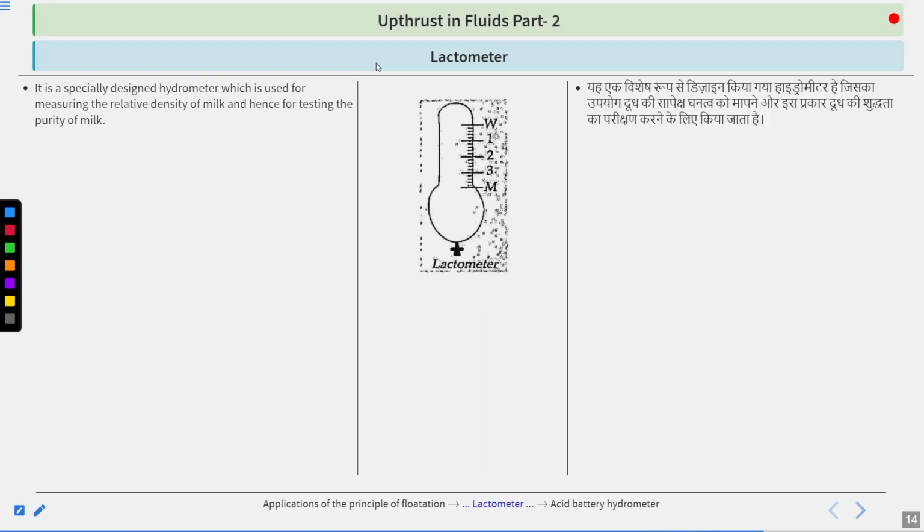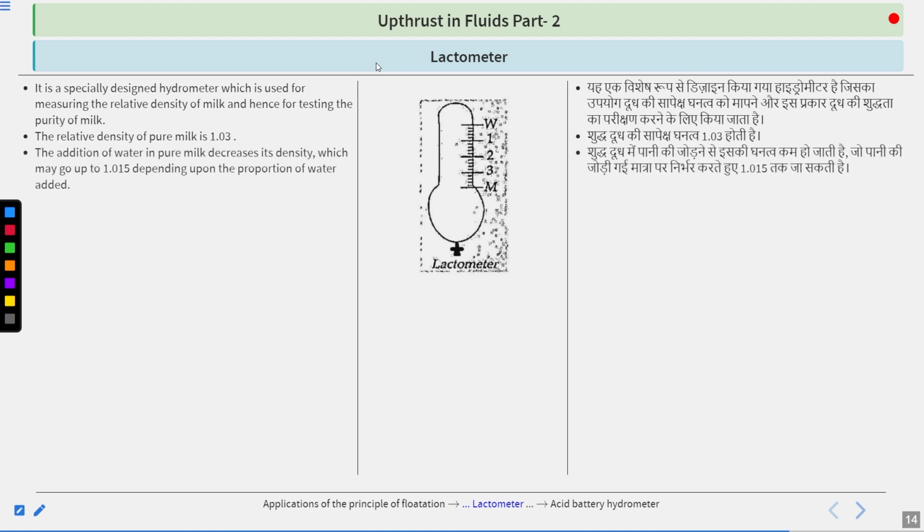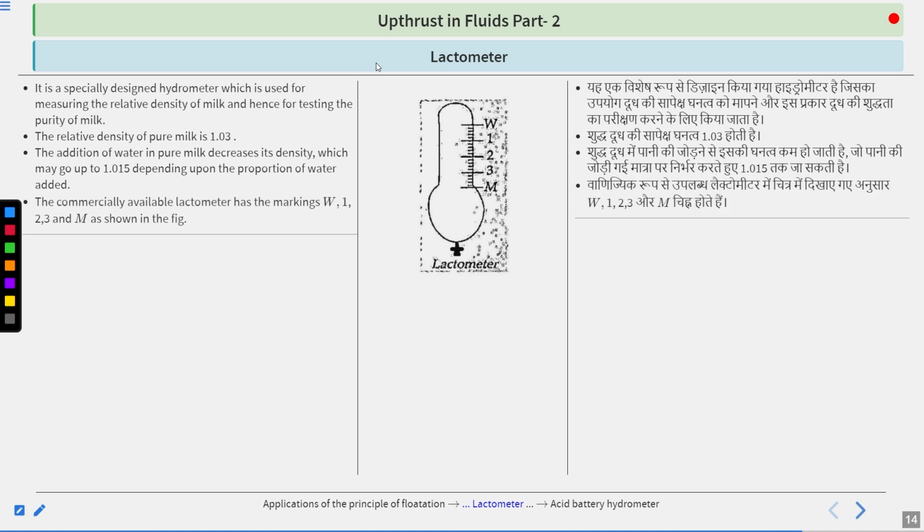Lactometer. It is a specially designed hydrometer which is used for measuring the relative density of milk and hence for testing the purity of milk. The relative density of pure milk is 1.03. The addition of water to pure milk decreases its density, which may go down to 1.015 depending upon the proportion of water added. The commercially available lactometer has the markings W, 1, 2, 3 and M as shown in the figure. Here you can see.